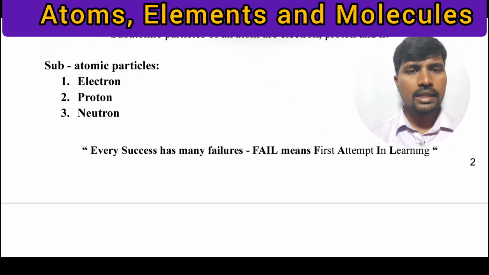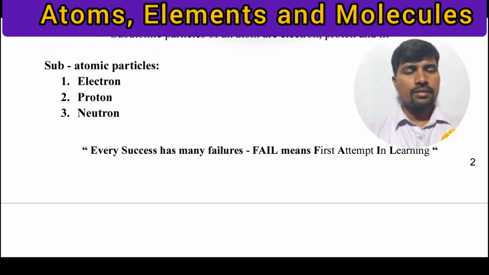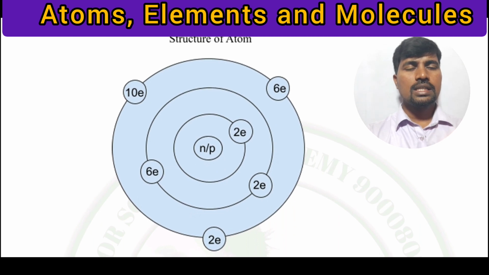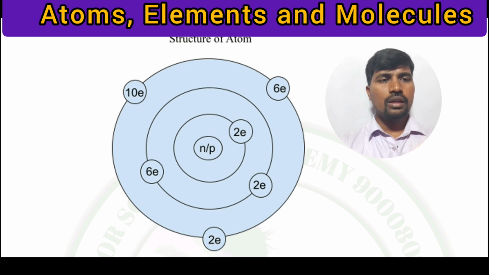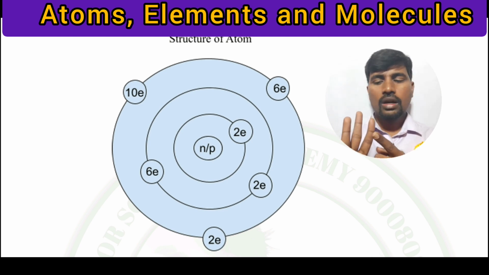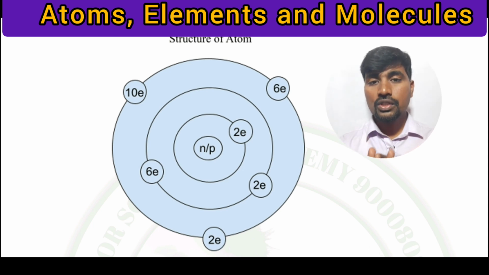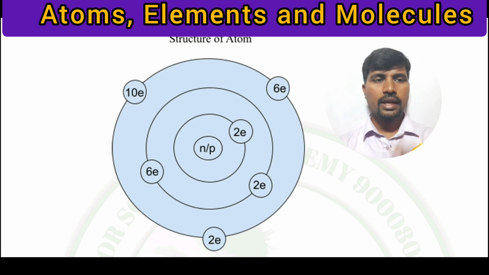Subatomic particles: electron, proton and neutron. Let us discuss each and every subatomic particle. This is the structure of the atom. How do these subatomic particles occupy the space inside the atom? Where is the position of proton? Where is the position of electron? Where is the position of neutron? Let us find out where these three subatomic particles are positioned. If you have an idea, you can see the diagram clearly.